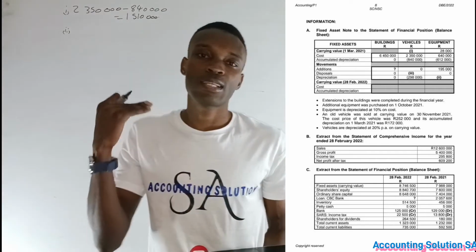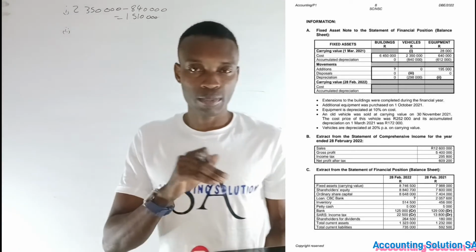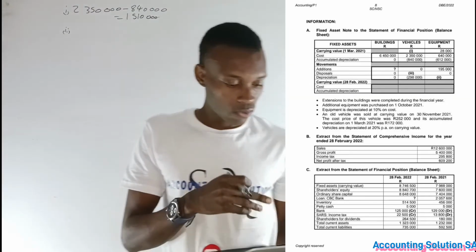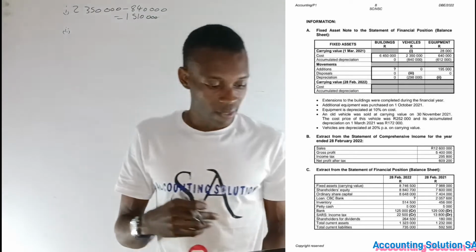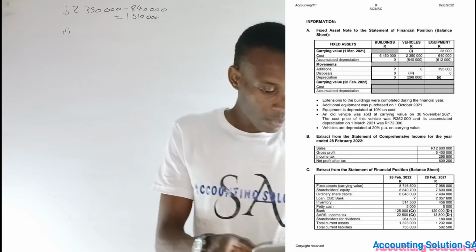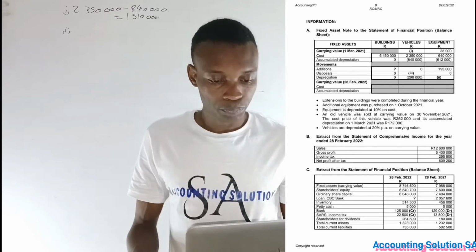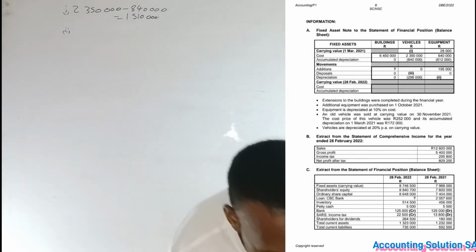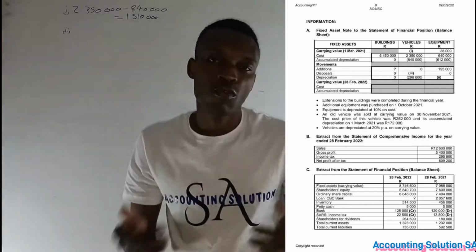Remember, our financial year is ending 28 February 2022, which means that in some way, somehow, we have to count a month. Okay, we have new equipment, okay, and they said equipment is depreciated at 10% on cost. So in this case, we are going to split a depreciation. All right. So remember, we have old equipment and new equipment.